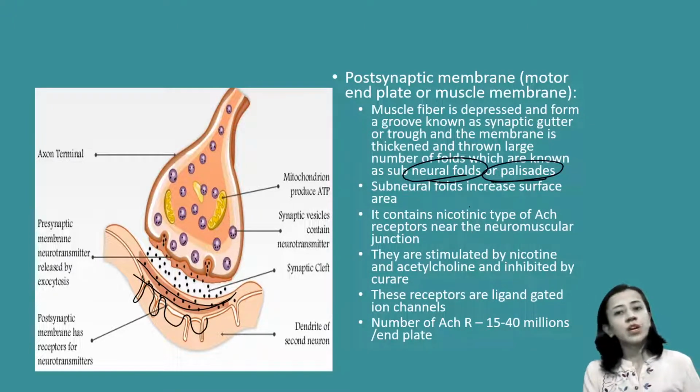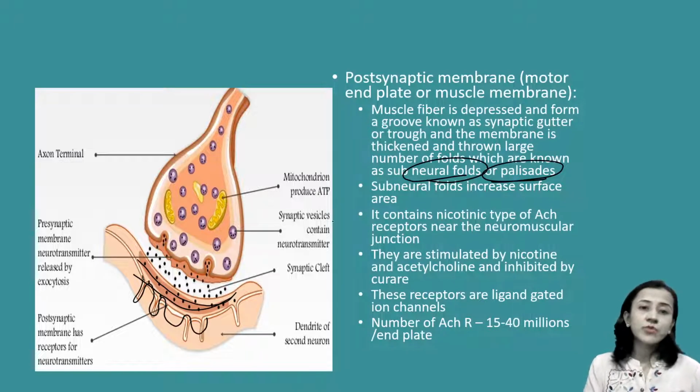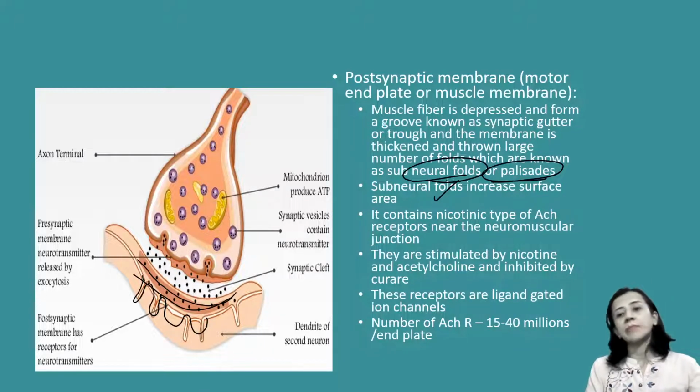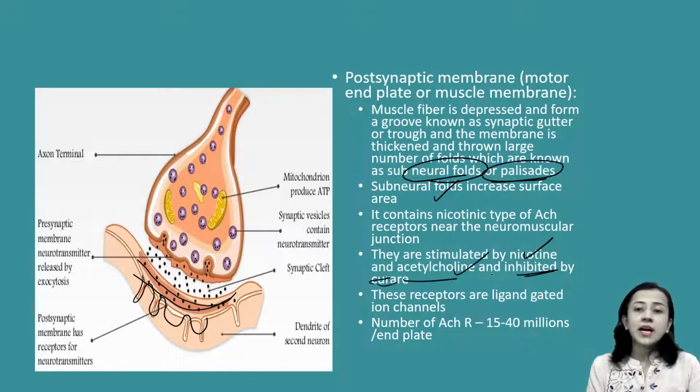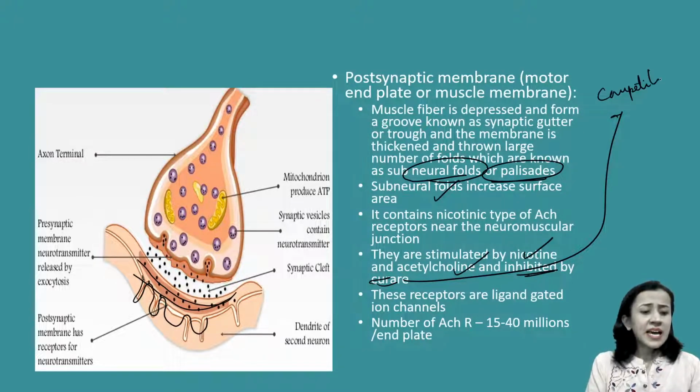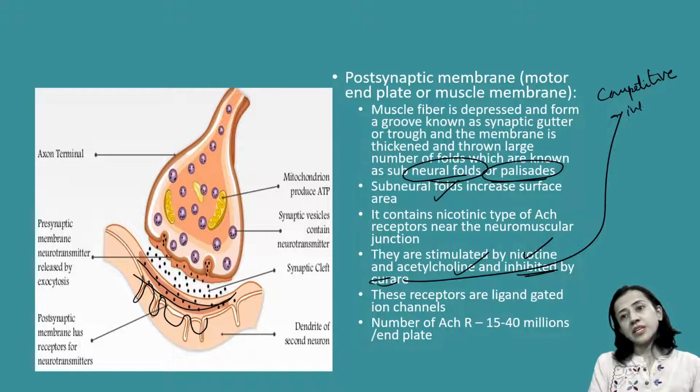Palisades or subneural folds. What is the role of subneural folds in the muscle membrane? They increase the surface area, and they have nicotinic type of acetylcholine receptors, because, as I told you, they are stimulated by nicotine and acetylcholine and inhibited by curare. Curare is a competitive inhibitor of acetylcholine, which means it competes with acetylcholine to bind with the receptor.